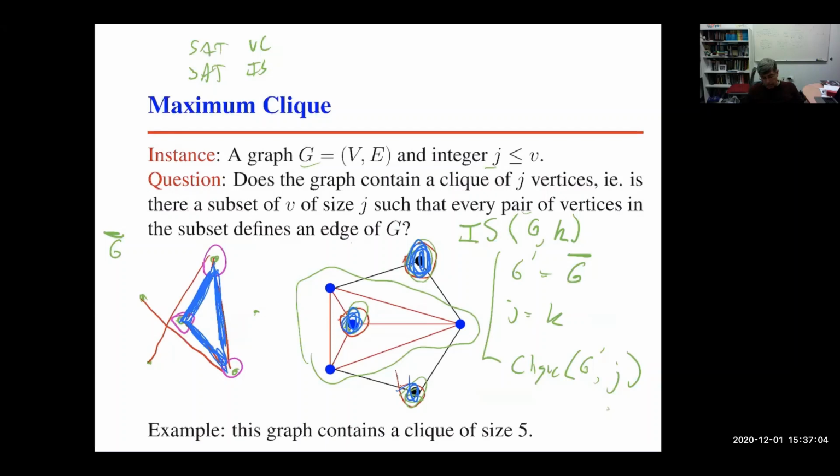Let's say this was G. Let's look at the properties of G. G here had a clique of size 4, right? It had an independent set of size 3, and it had a vertex cover of size 3. Let me convince you of these properties first of all, and make sure I'm convincing myself.